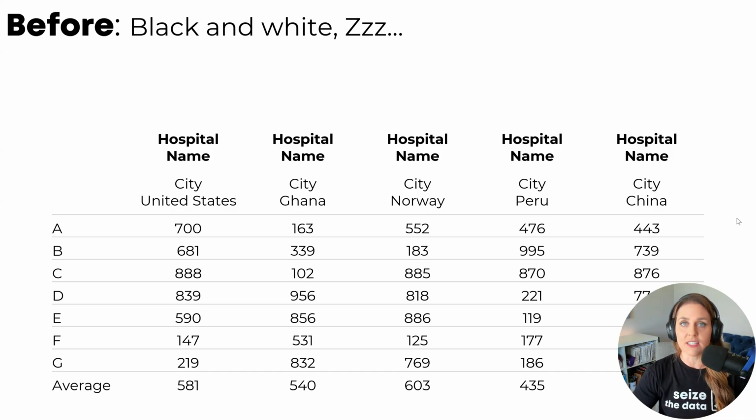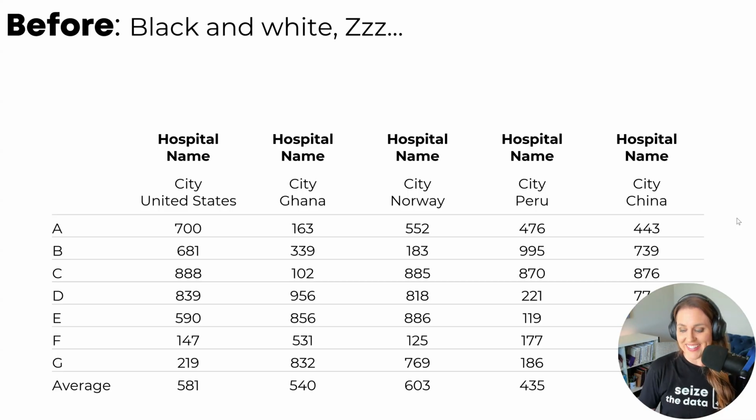Now, these are obviously nobody's real numbers. These are obviously nobody's real hospital names, but the table did look like this with one column per location. And the locations in real life were in different countries around the world.